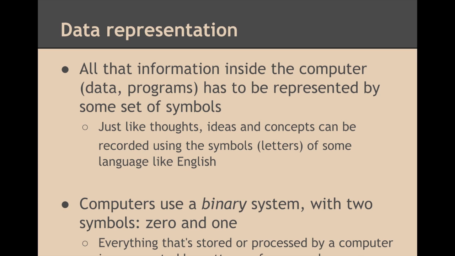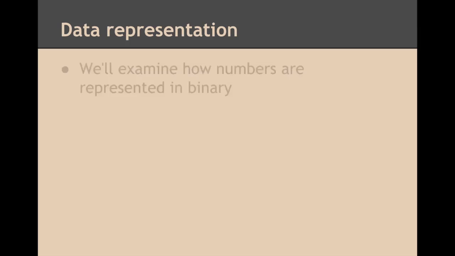Okay? Everything that's stored or processed by a computer is represented by those patterns. So every program ultimately is a pattern of zeros and ones. Every MP3 file that you have, every game that you play, every video that you watch, ultimately is represented by some really, really long pattern of zeros and ones. Now we're going to focus just on one simple case. We're going to look at numbers, how those are represented in binary or a base-2 system.